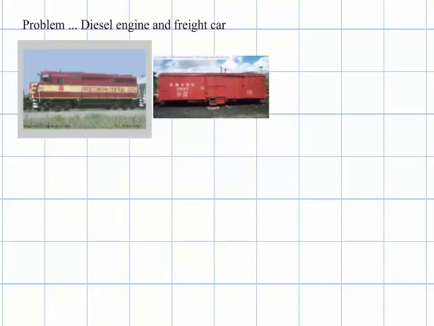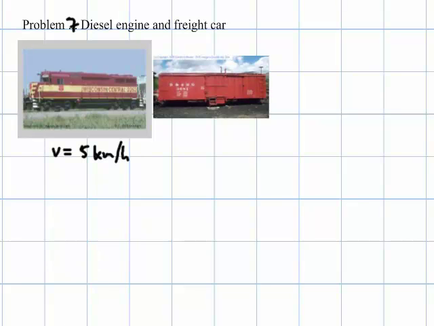Problem 7, which says a railroad diesel engine weighs 4 times as much as a freight car. If the diesel engine coasts at 5 kilometers an hour into a freight car that is initially at rest, how fast do the two coast after they couple together?